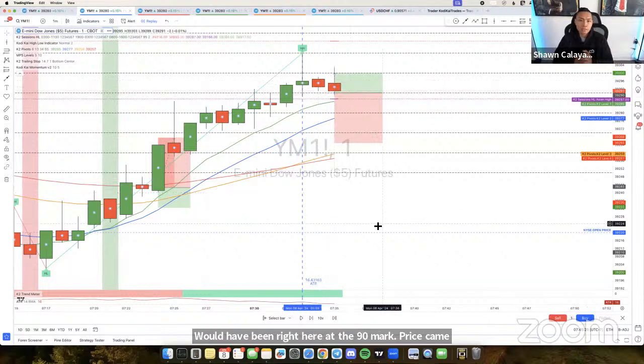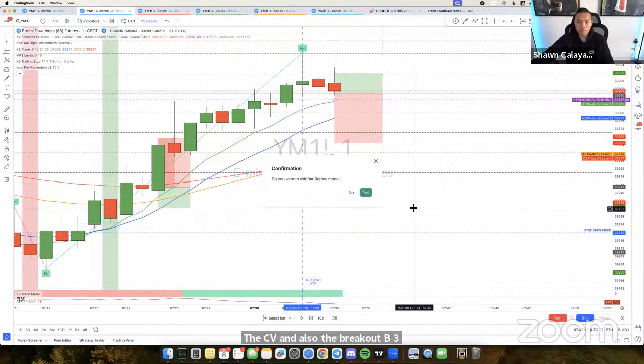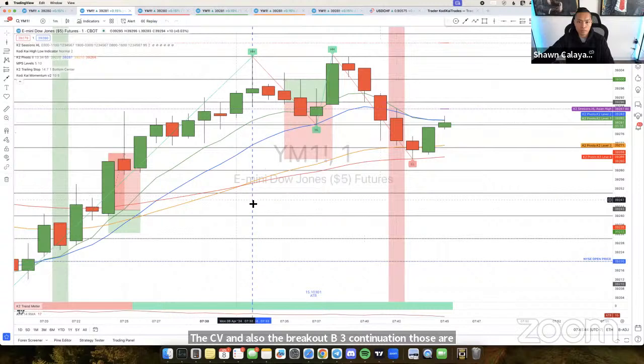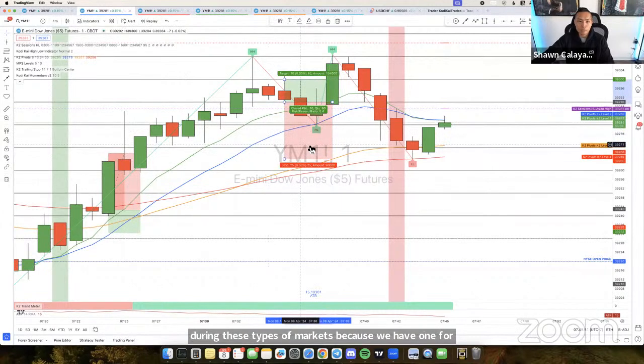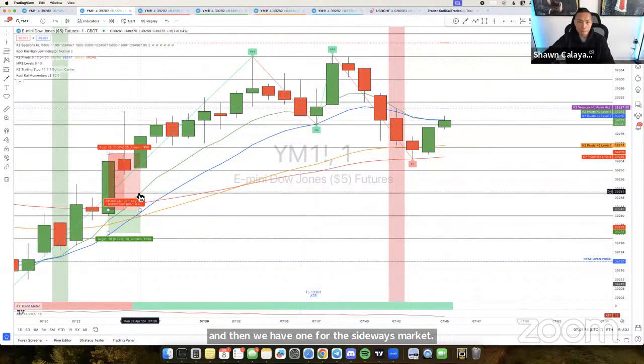So these are one of the three main strategies that I'll be looking for. It's typically going to be the MPS, the CV, and also the breakout B3 continuation. Those are the three main strategies we'll be looking for. I think it's a pretty good trifecta of strategies to apply during these types of markets, because we have one for when the market's moving directional, and then we have one for when the market's going sideways, which obviously it's doing here.